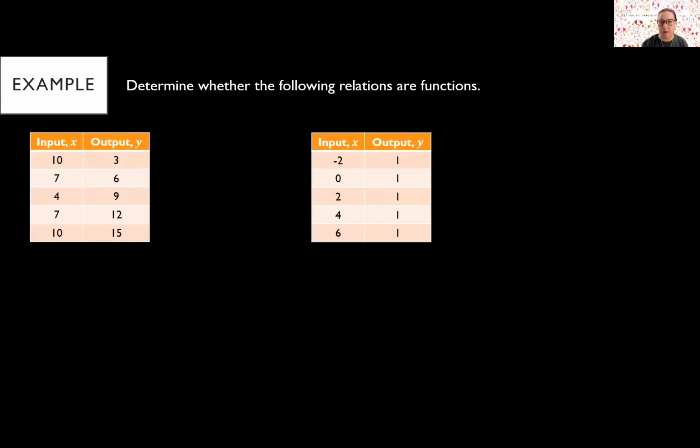All right. So next we've got these in table form. And so we've got two different tables here. On the left, we've got 10 going to 3, 7 going to 6, 4 to 9, 7 to 12, and then 10 to 15. So I want you guys to take a look at this first table and then tell me, is this a function or not a function, and then why or why not? So you can type it in the chat, or if somebody wants to unmute themselves and wants to do it verbally, that's totally okay. It's up to you and your comfort level.